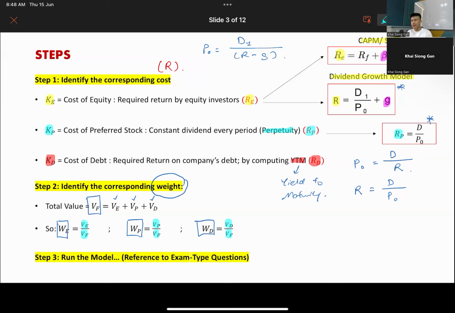So now we are going to apply the formulas to run the model. When I say run the model, it is to calculate the WACC. So when I run the model, that means I have to calculate the WACC itself. So download the documents that I uploaded yesterday.